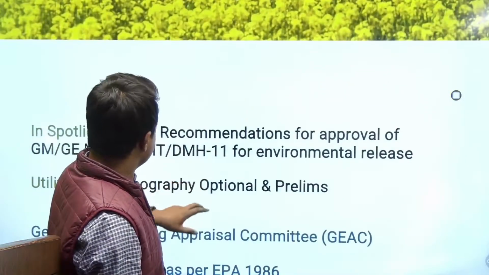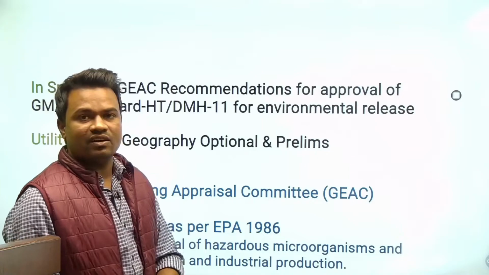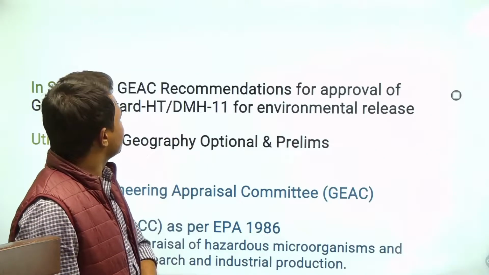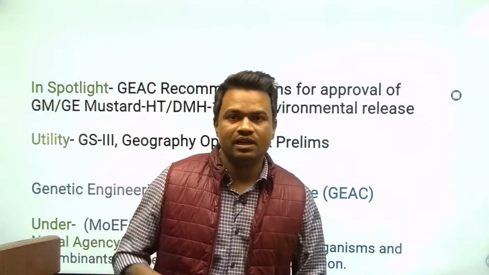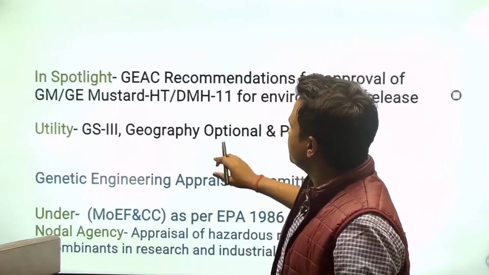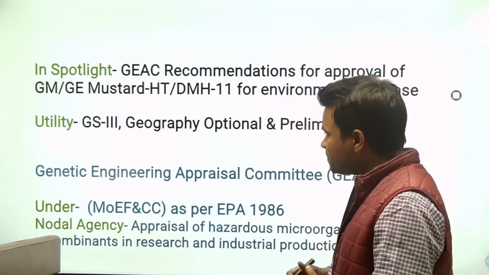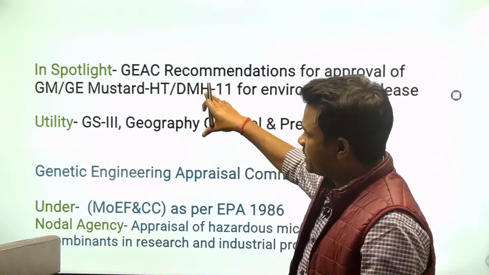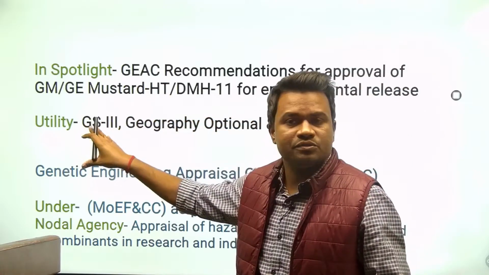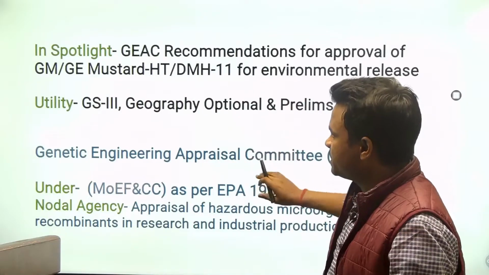GM mustard is a much highlighted point because the Genetic Engineering Appraisal Committee recommended the approval of DMH-11, that is Dhara Mustard Hybrid, for environmental release. This particular topic is very useful for GS Paper 3, geography optional, and prelims as well.